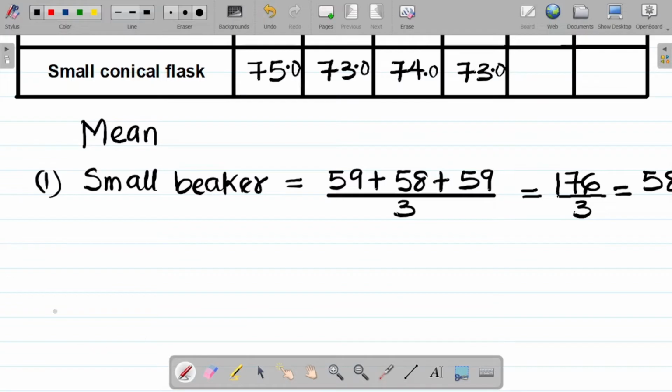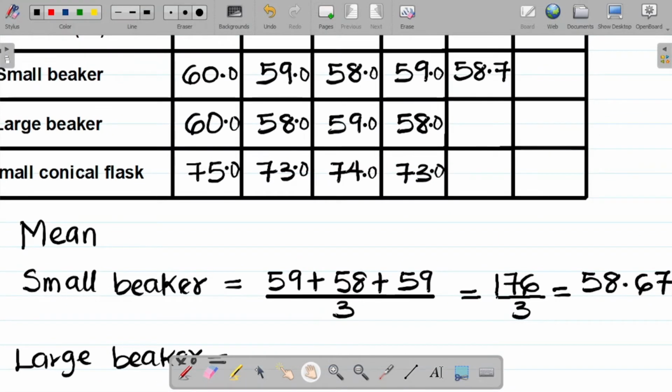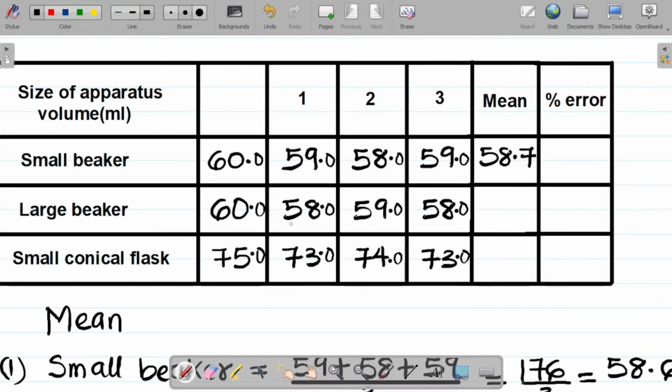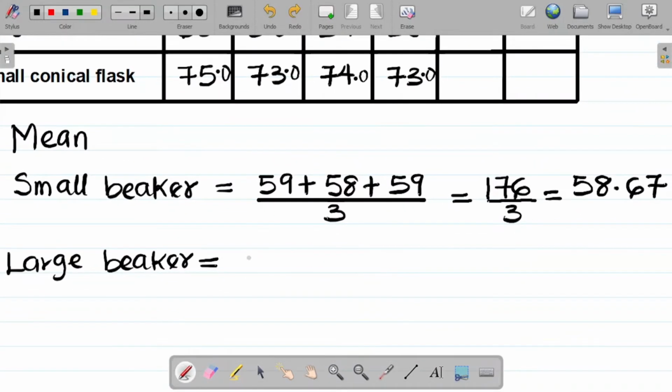So for the large beaker mean, number two, this is equal to, for the large beaker, what do you get here? Let's go back to the value of the large beaker. We had the measured values from 1 to 3 as 58.0, 59.0, and 58. So it becomes 58 plus 59 plus 58 divided by 3, since I took 3 readings. So that's equal to 58.0 plus 59 plus 58, all divided by 3.